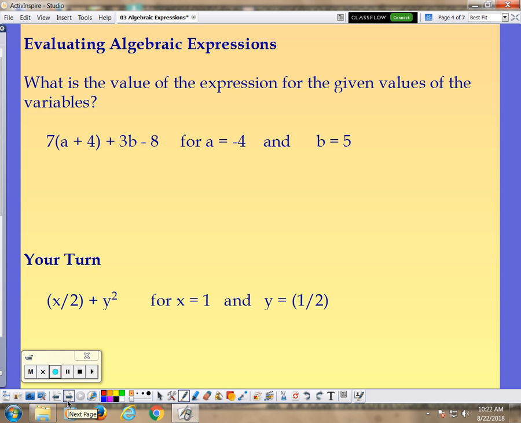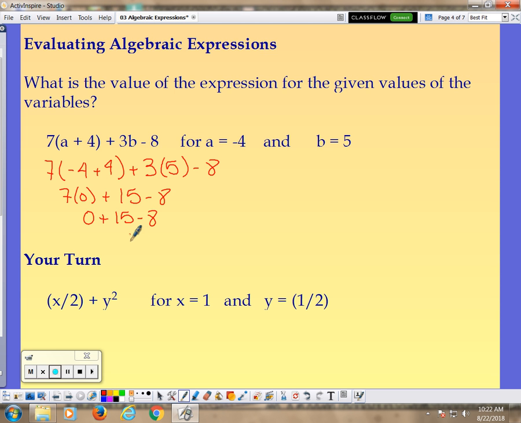All right, what is the value of the expression for the given values of the variable? So this is just what I call good old-fashioned plug and chug. I'm going to take where the A is, and I'm going to plug in the -4. I'm going to take where the B is, and I'm going to plug in the 5. And then I'm going to use my order of operations to complete this problem. So -4 plus 4 is 0. So this becomes 7 times 0, plus 3 times 5 is 15, minus 8. Well, 0 times anything is 0. So my answer is just a grand and glorious 7.